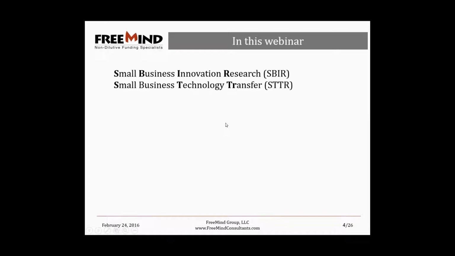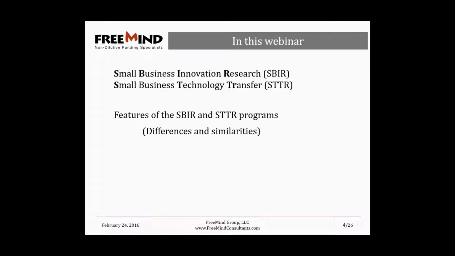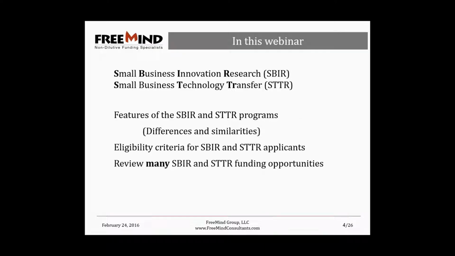In this webinar, we will be discussing the Small Business Innovation Research, or the SBIR, and the Small Business Technology Transfer, the STTR. We will talk about the features of both the SBIR and the STTR mechanisms, both differences and similarities. We will talk about the eligibility criteria for the SBIR and STTR applicants. We will review many SBIR and STTR funding opportunities. And we'll go over other hopefully interesting information on the SBIR and STTR mechanisms.